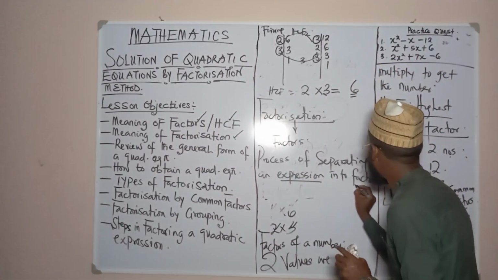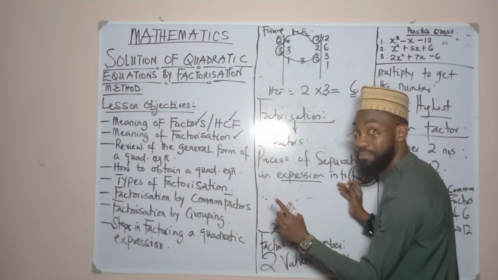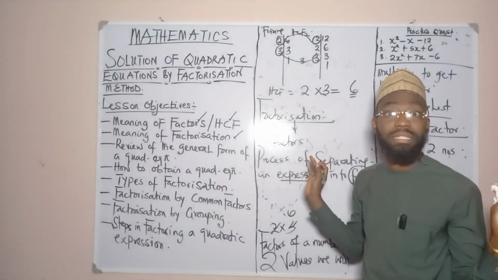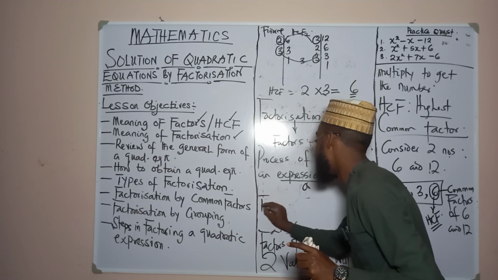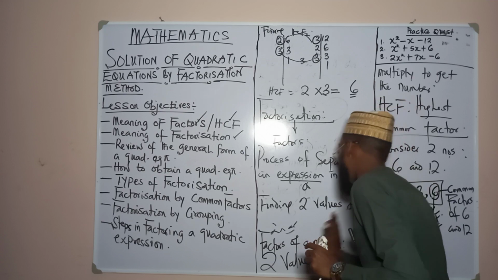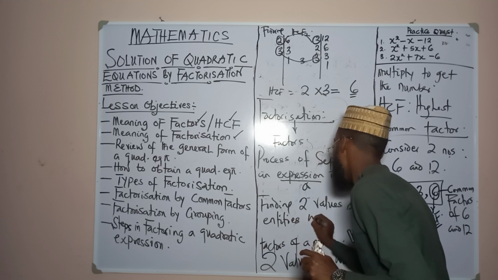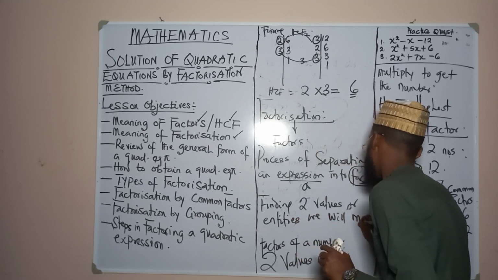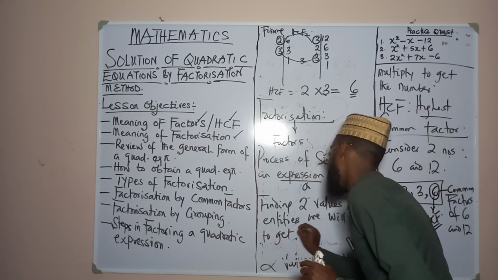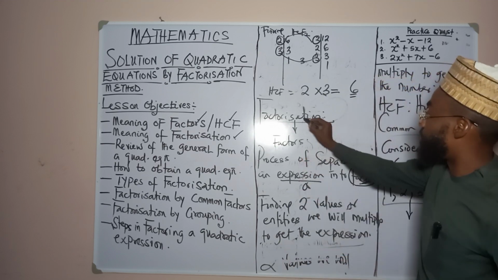So, which means separating, take note of these factors now, an expression into factors simply means finding those 2 things you will multiply to get the expression. It's as simple as that. Or finding 2 values or expressions or entities, let's use entities, we will multiply to get the expression. So it's just as simple as that. There's no need wasting time here. That's the meaning of factorization.